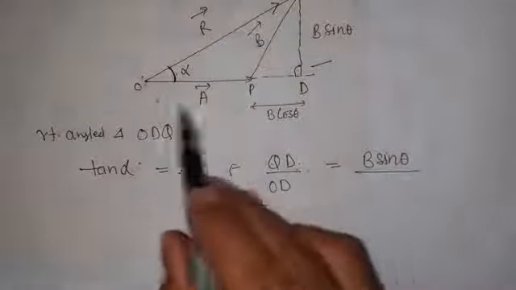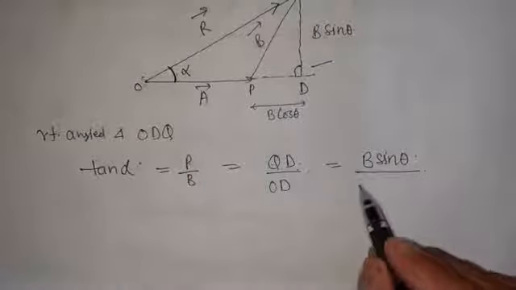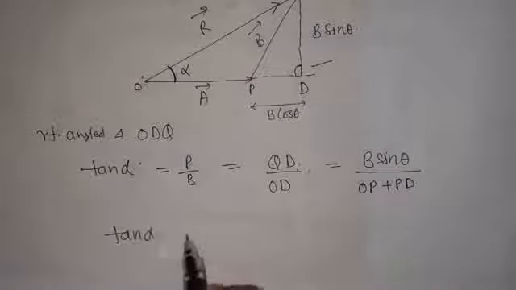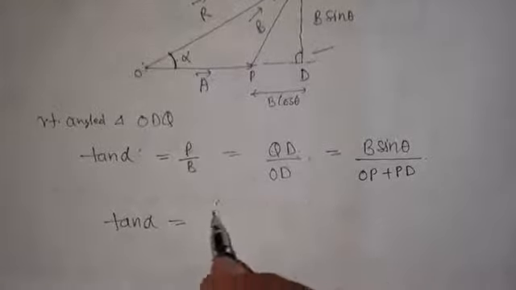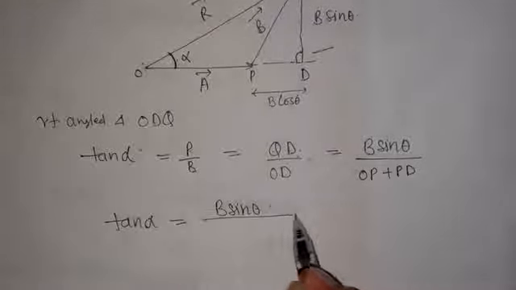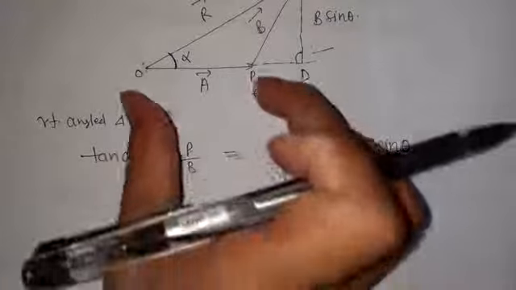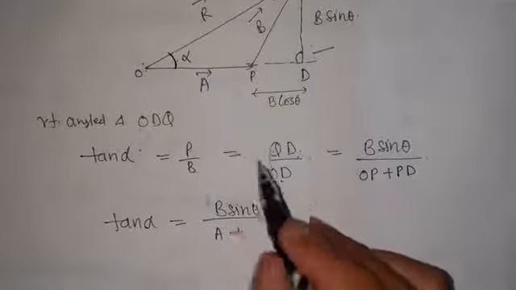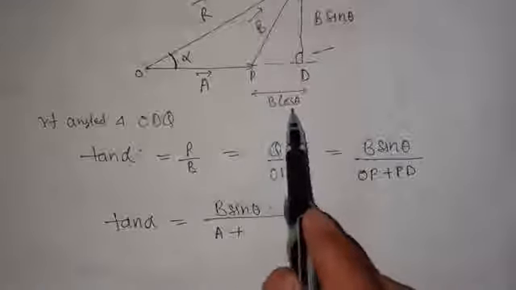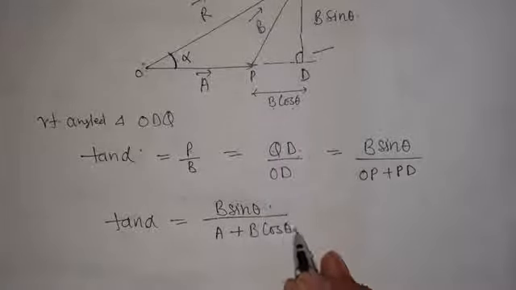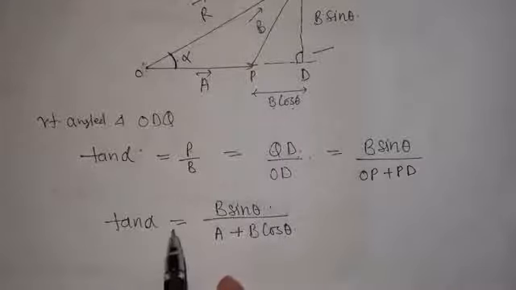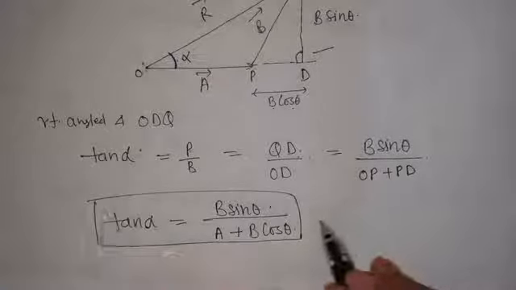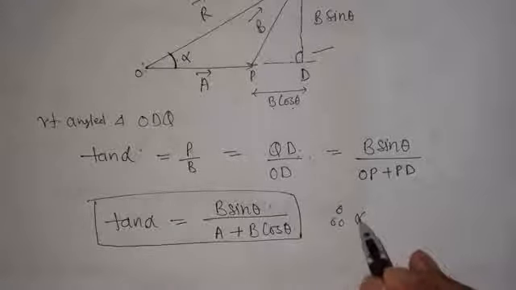And this QD was the sum of OP plus PD. Thus we can write in a new line that tan alpha is equal to B sin theta upon OP, which gives the magnitude of A vector. So it is A plus that PD, and PD is that B cos theta. So here it is B cos theta. Okay, so this is the formula which we can use to find out the direction. From here you can find out alpha. Therefore, alpha can be determined.